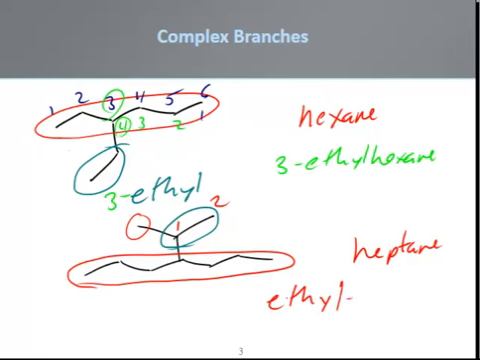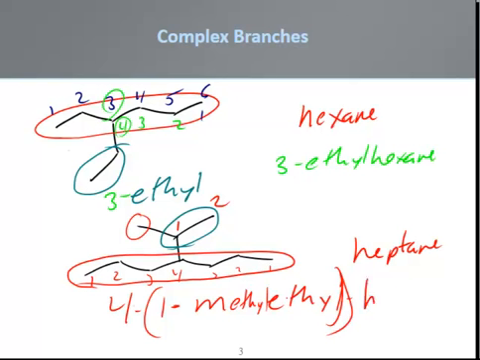And so from a numbering perspective, we would say that this is an ethyl branch, but that there is a methyl group on it. So this is a methyl-ethyl branch, and because we know that that methyl group is on the first carbon of the branch, it's a 1-methylethyl branch. And we put that whole thing in parentheses, and then the number on the root compound goes in front of that. So 1, 2, 3, 4, or 1, 2, 3, 4. It's the same way. So this would be a 4-(1-methylethyl)heptane. All right? So I hope that's clear.